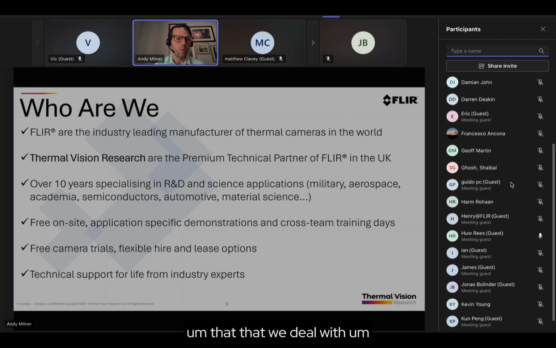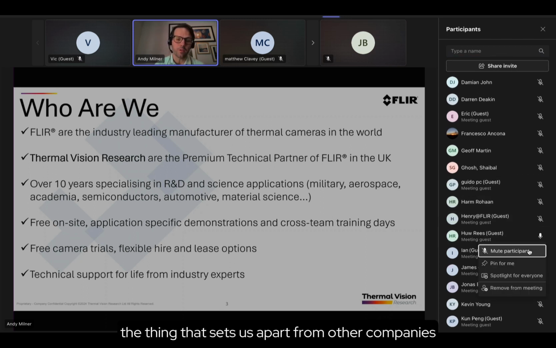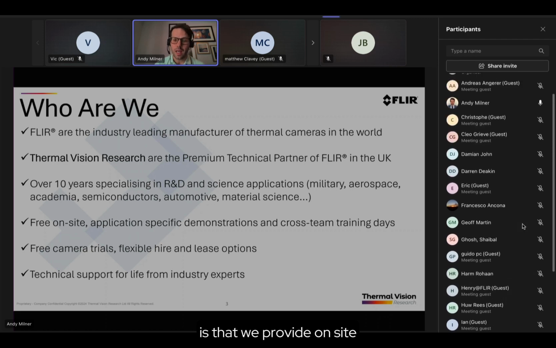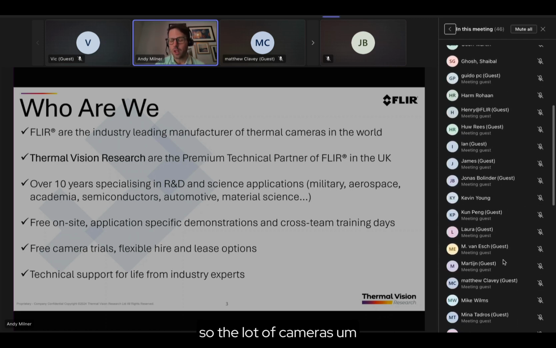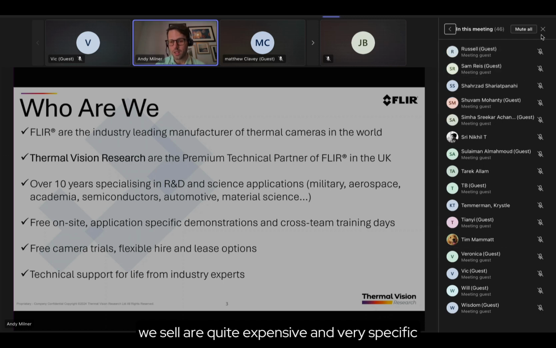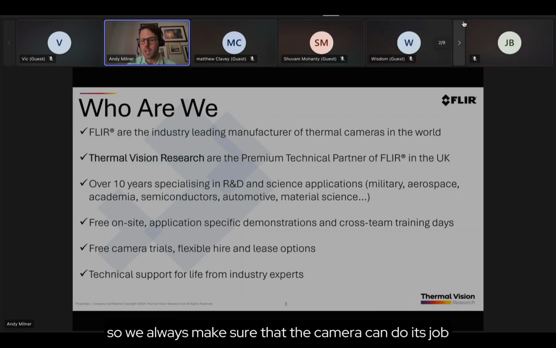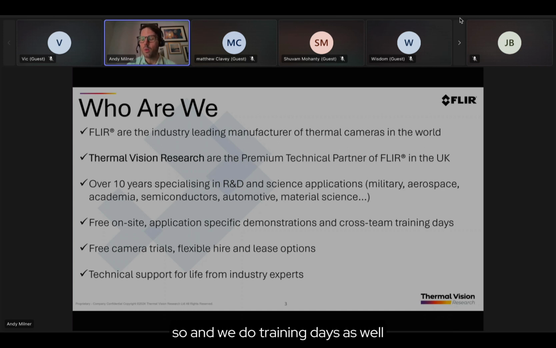One of the things that sets us apart from other companies is that we provide on-site application-specific demonstrations. A lot of the cameras we sell are quite expensive and very specific, so we always make sure that the camera can do its job before we actually sell it. We do training days as well. So after this presentation, if this is something of interest, by all means get in touch, and that's something we can arrange. As well as selling the cameras, we also do hire and lease options. And another thing that sets us apart is technical support: we provide technical support for life. So if you buy a camera from us, you can always give us a call or send us an email, and we'll always support you the best we can.